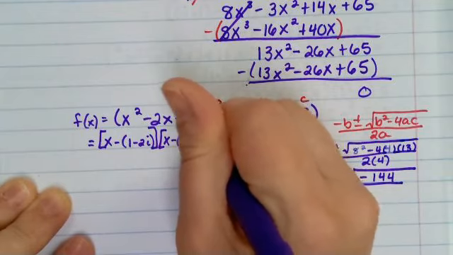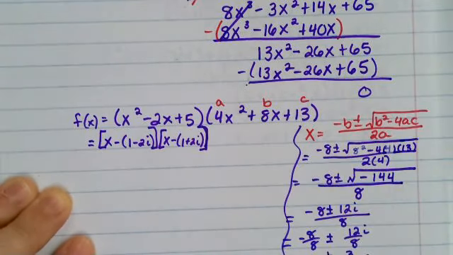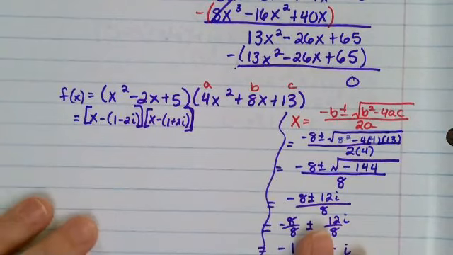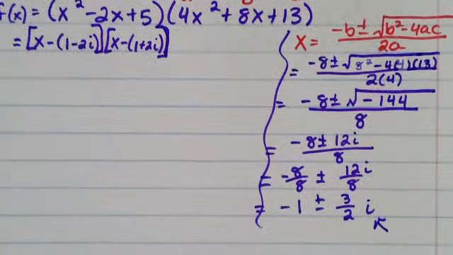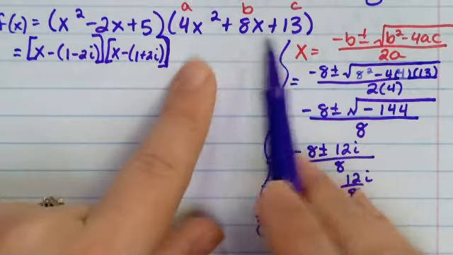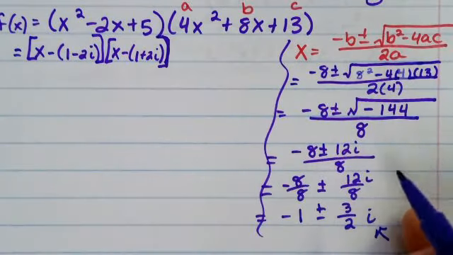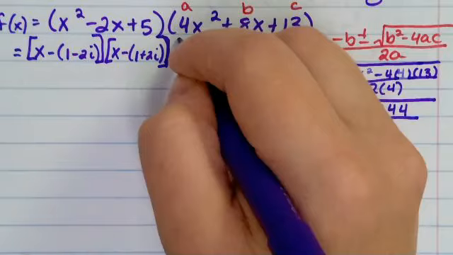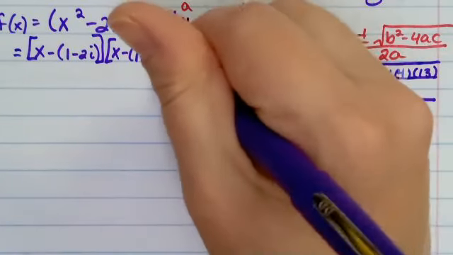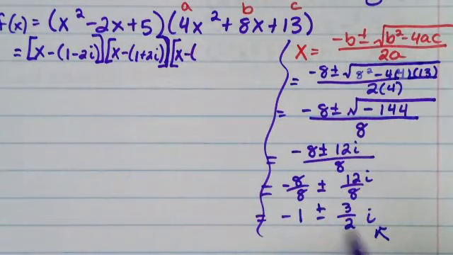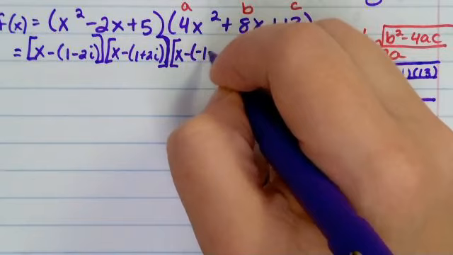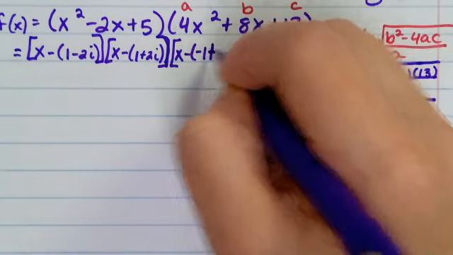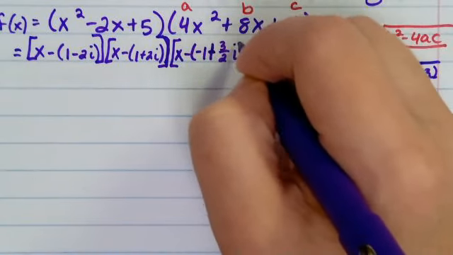Kind of writing small because I know I'm going to run out of space. Okay, now we also are going to have the other one factored out, but we got that value from doing our quadratic formula. Those are our two zeros we can get from this. So this is going to give us x minus negative 1 plus this three halves. I am sorry, I'm writing tiny.